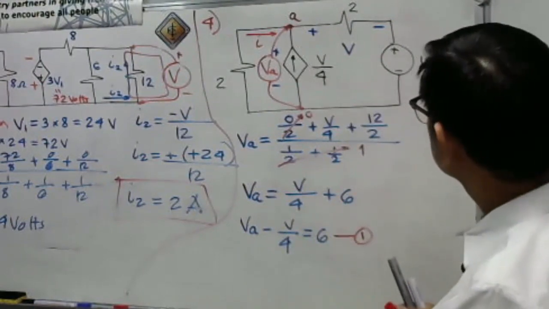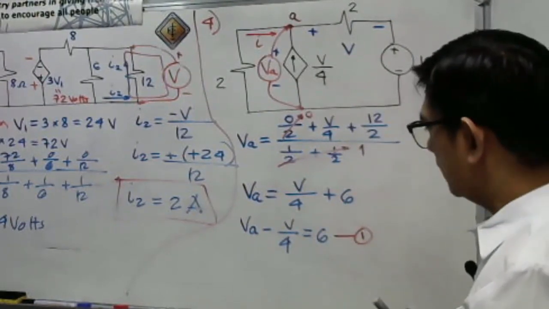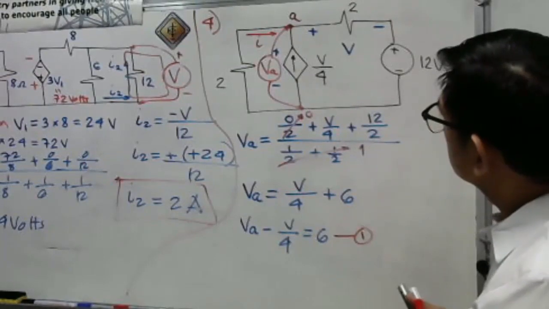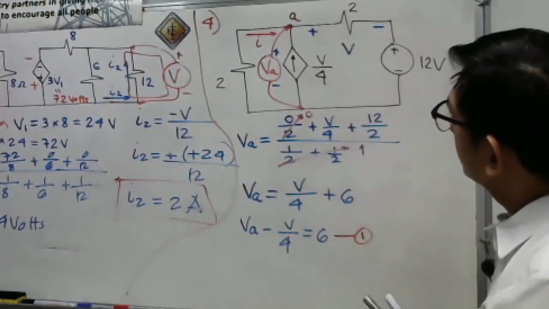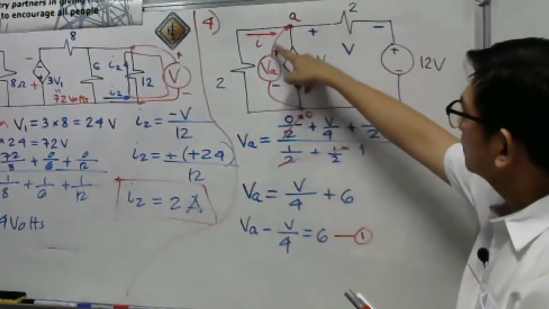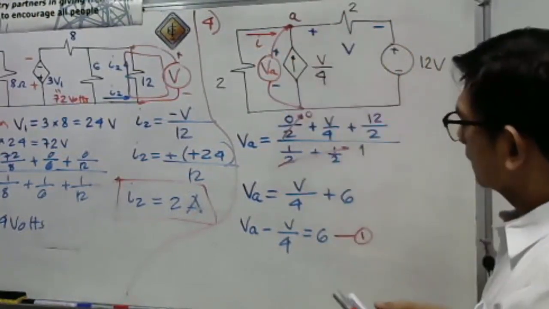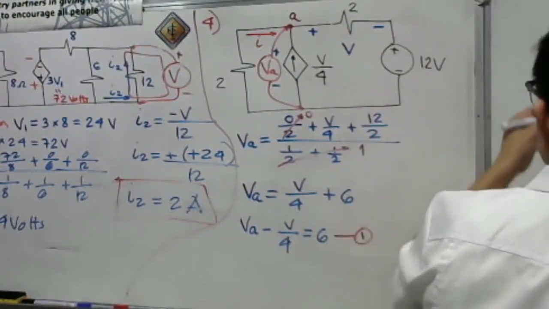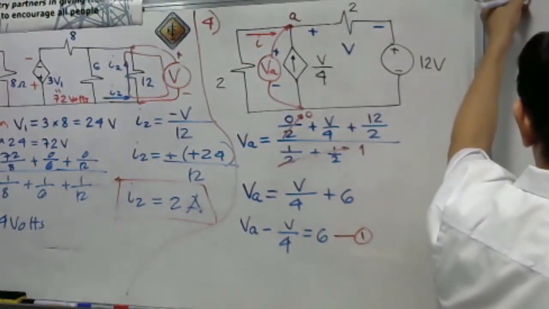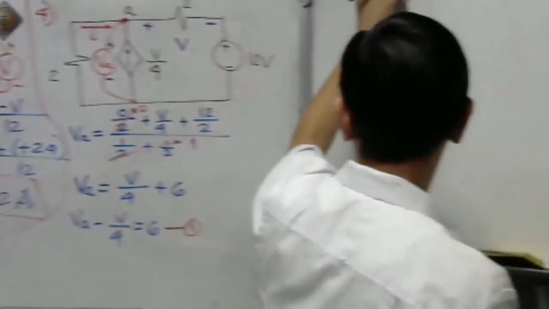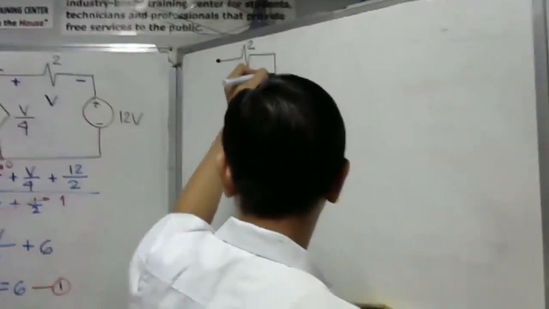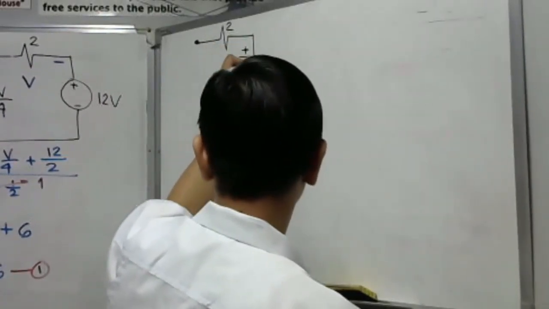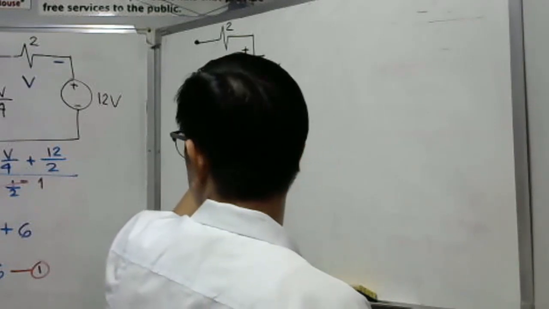Okay. That is our equation. What about for our second equation? Take a look at this complete loop here. One complete loop. Okay. So this is just the same. This is the positive and negative of the voltmeter. Okay.